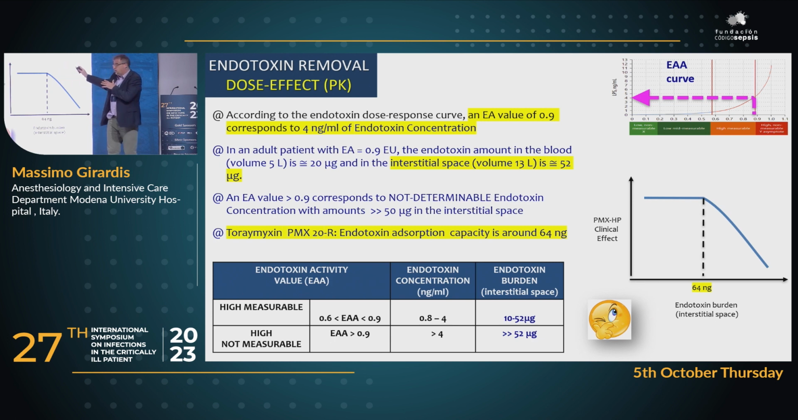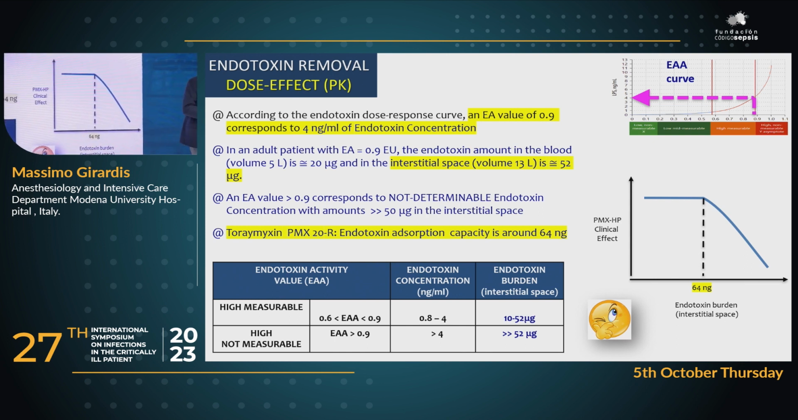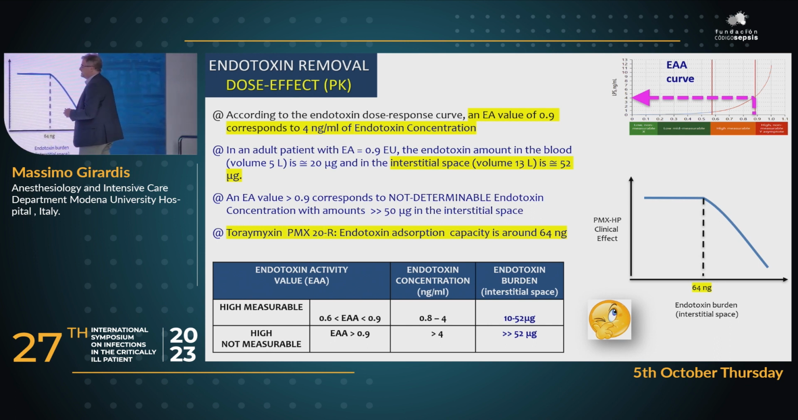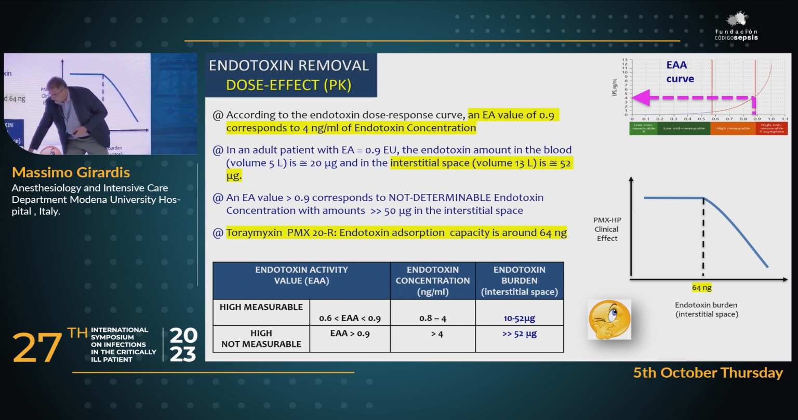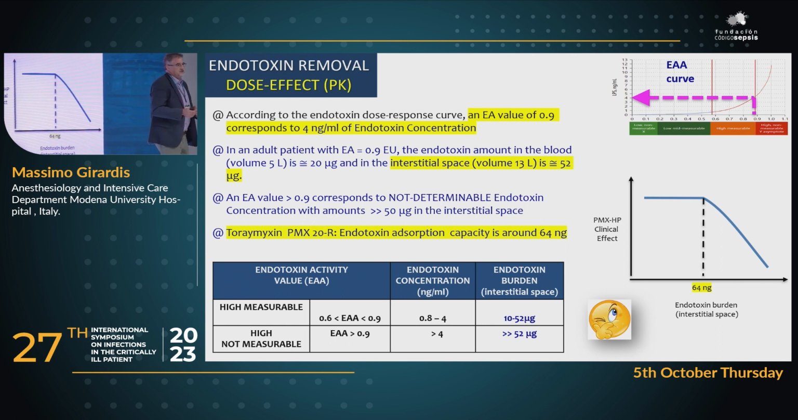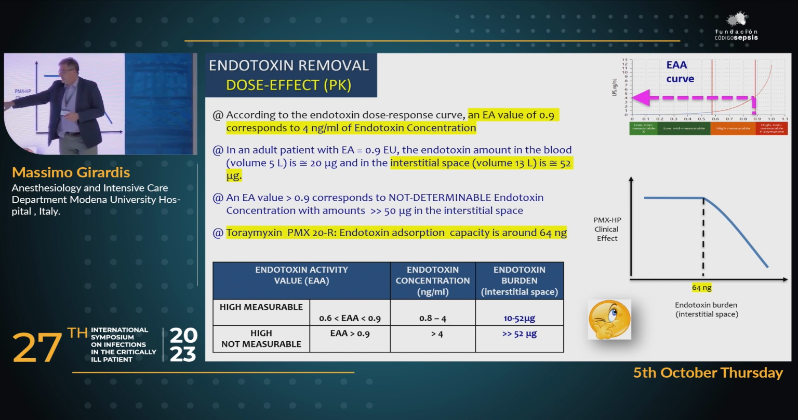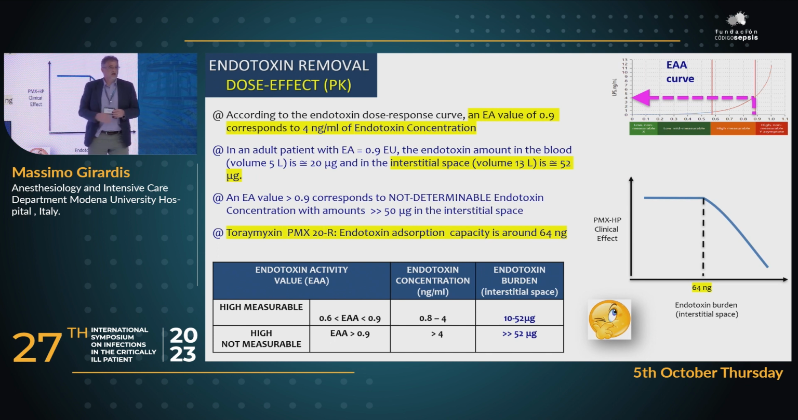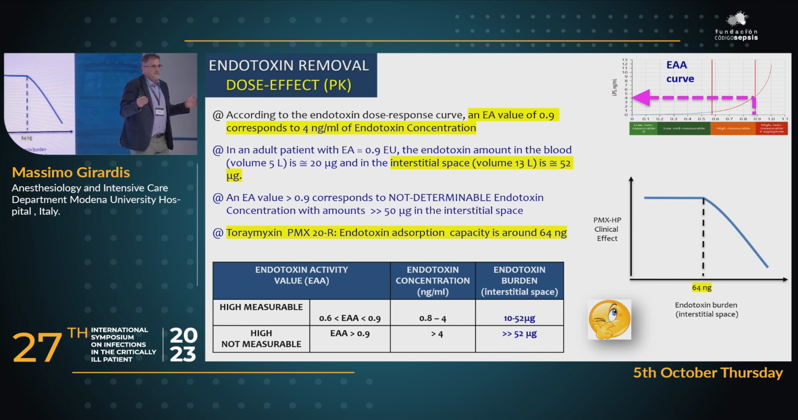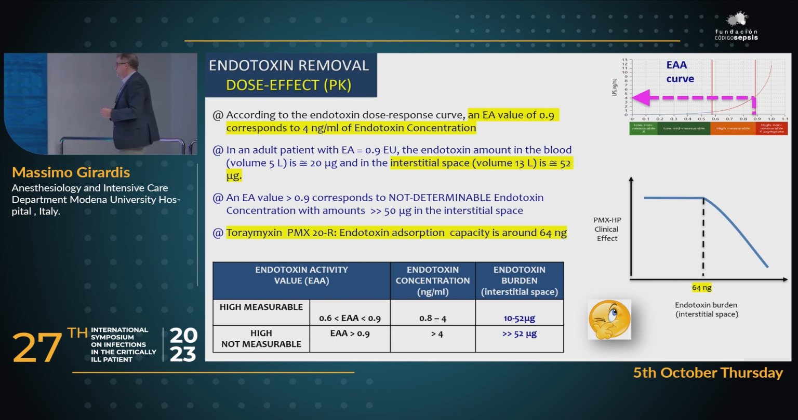If you calculate the quantity of endotoxin in the interstitial space of patients with an endotoxin activity between 0.6, 0.8, or 0.9, you have between 10 and 50 micrograms to remove from the body. But if you go further, with an endotoxin activity higher than 0.9, you have more than 52 micrograms. And we know, as Rika showed before, that the absorption capacity of polymyxin-B is around 64. So if I have a patient with a lot of endotoxin in the blood and interstitial space, maybe the dose is wrong. And this is why probably in many patients we have this effect.